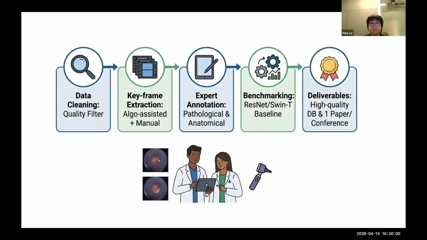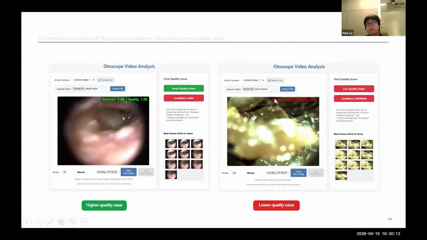And this is the workflow we are currently doing. I almost get to the end of the presentation.